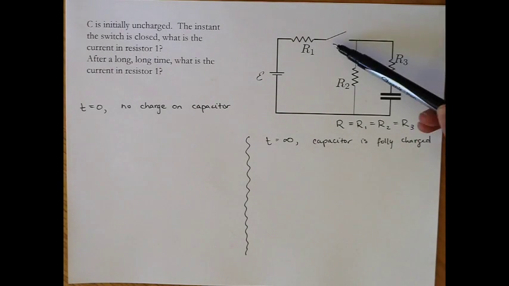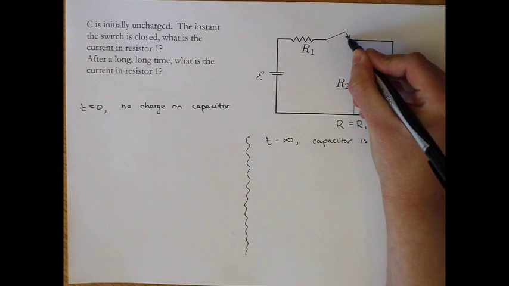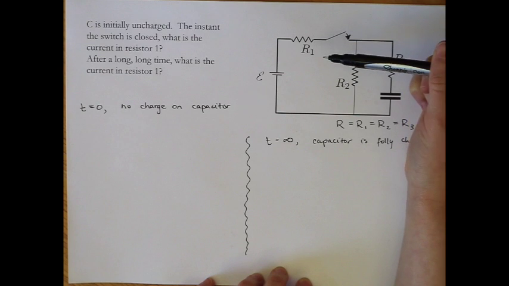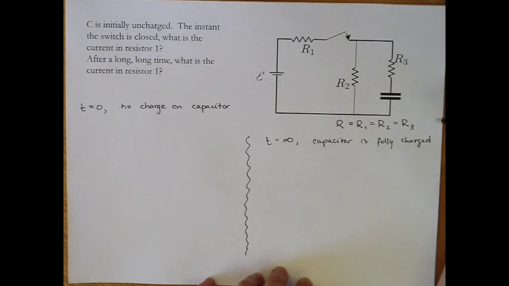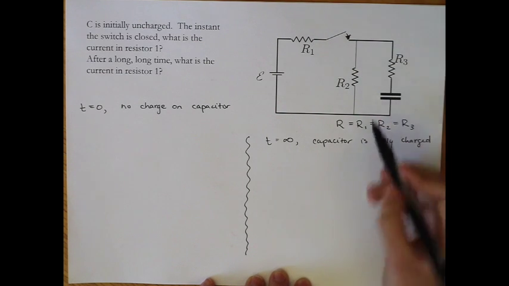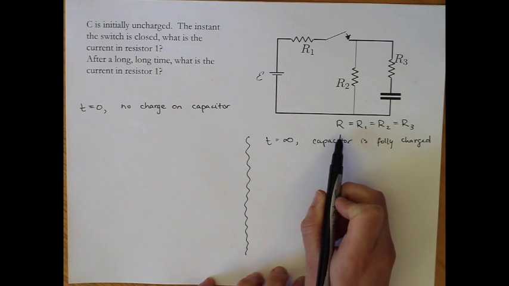Okay, here we have a circuit with a switch and a capacitor, and the capacitor is initially uncharged. At the instant we close the switch, we want to find the current in resistor 1, and then after a long time, we again want to find the current in resistor 1. So note that all the resistors have equal resistance, which we're going to call R.